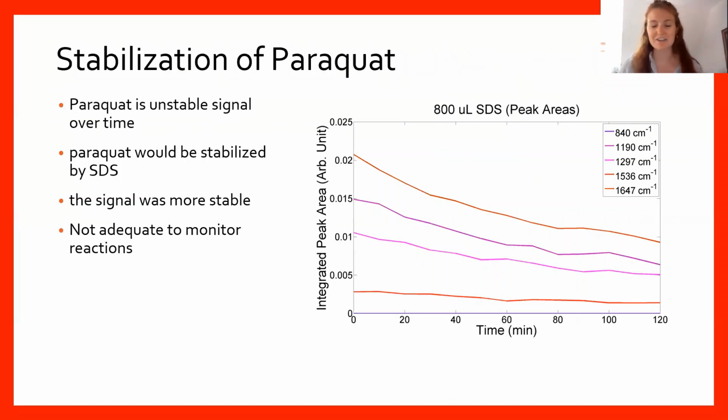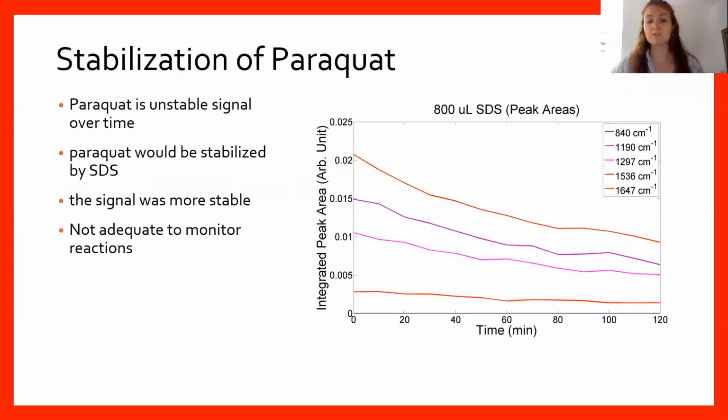And so we thought it worked good for rhodamine. Let's try it for paraquat too. And the signal was still relatively unstable. When we did add SDS, it stabilized it more so than without, because it also dropped off at about 20 minutes when we did it with nothing at all. However, we still need the signal to be more stable if we do want to adequately monitor the photodegradation of the molecule.